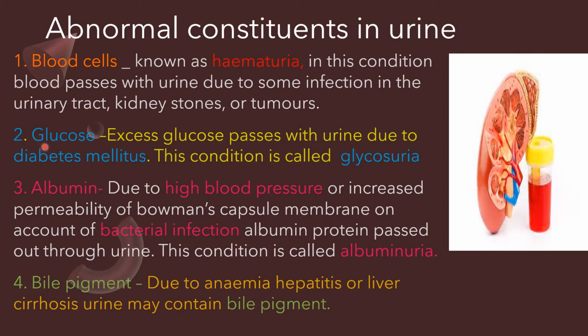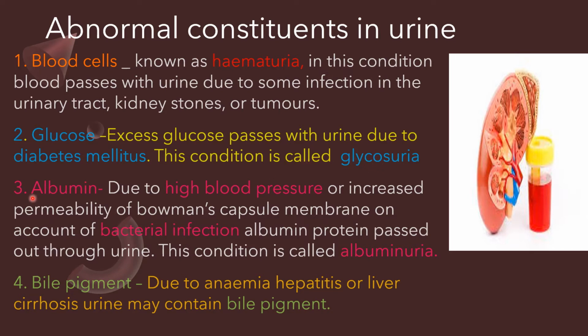The next abnormal constituent in urine, that is glucose. Excess glucose passes with the urine due to diabetes mellitus. This condition is called glycosuria.